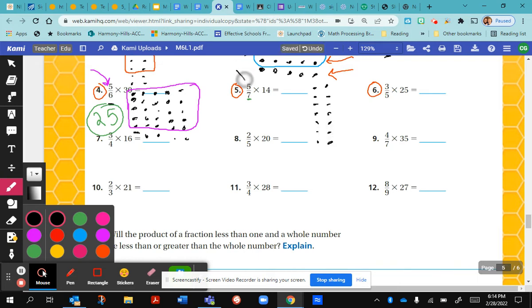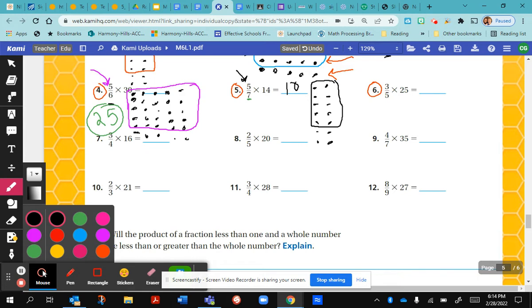My numerator tells me how many I'm going to circle, so I need to have 5 groups of that 7. So it's 1, 2, 3, 4, 5. How many fall into there? Very good. 2, 4, 6, 8, 10. So the answer is 10. And now the last one.